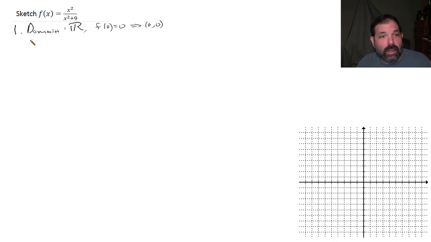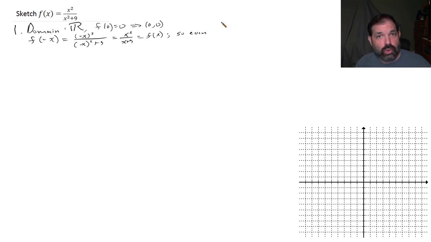We might also notice that the function is even. f of negative x is negative x squared over negative x squared plus 9, which is x squared over x squared plus 9. And so that's equal to f of x, so even. That means I'm expecting to see symmetry about the y-axis. That's a good thing to remember: if we don't have that symmetry, it means I've done something wrong.